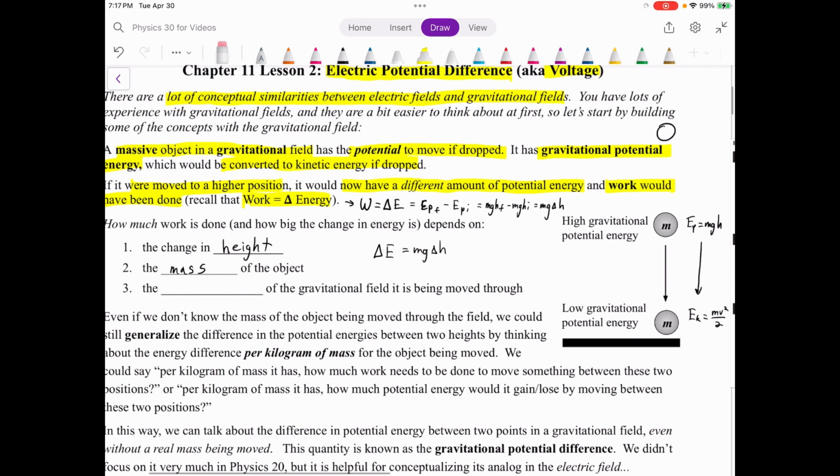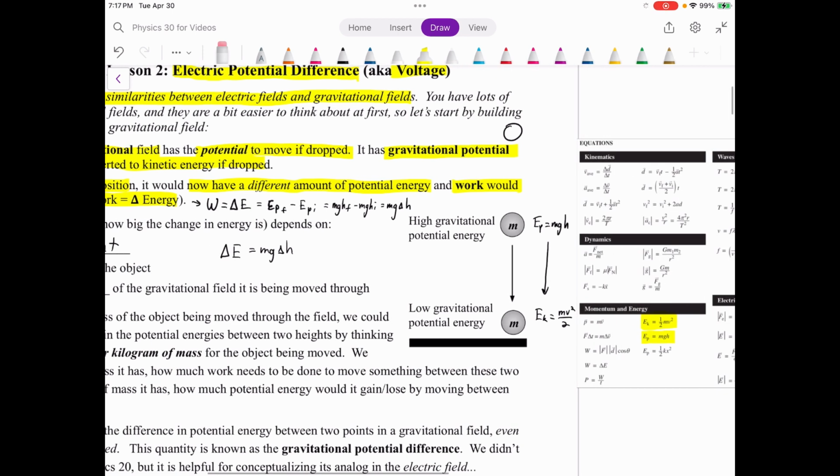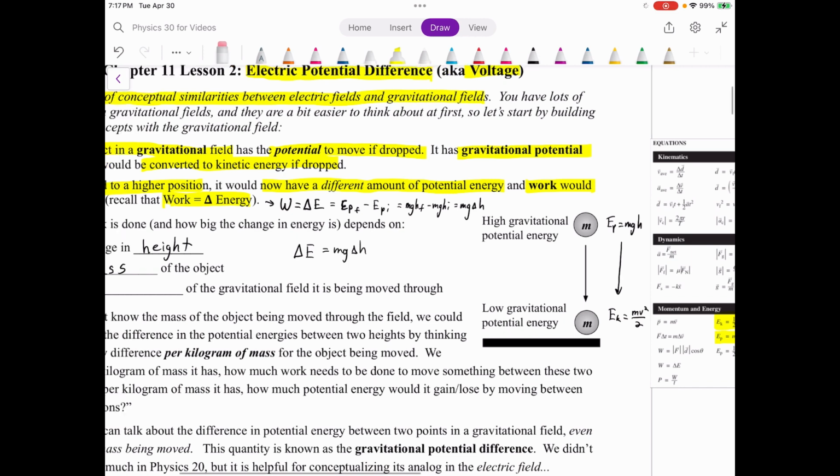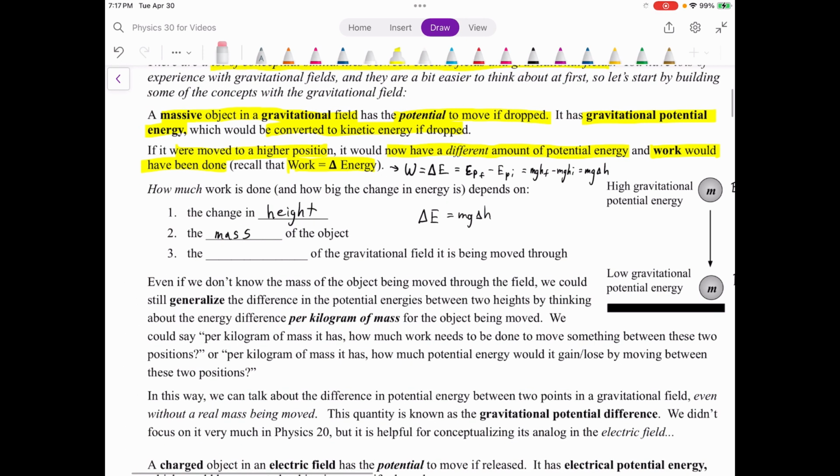So again, if it were in a stronger gravitational field, it would take more work to move it from here to here, right? If we did the same experiment on Jupiter, even if we lift it the same height and even if it has the same mass, if it's in a stronger gravitational field, that will require more work, right? Imagine lifting something on Jupiter. It would require more energy out of you than lifting something on Earth. So it also depends on the strength of the gravitational field that it's being moved through.